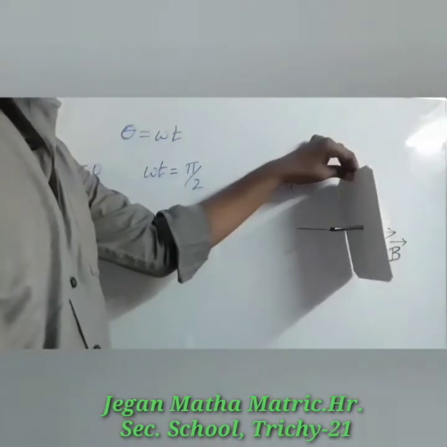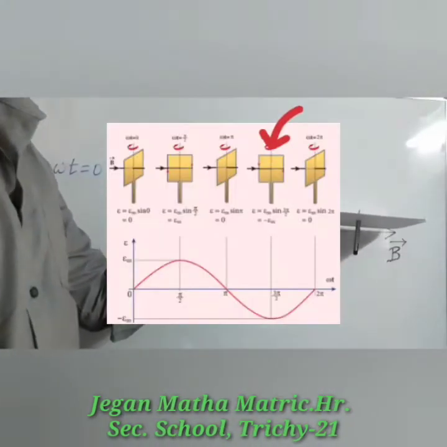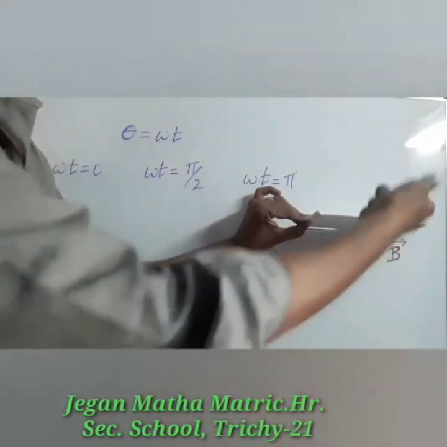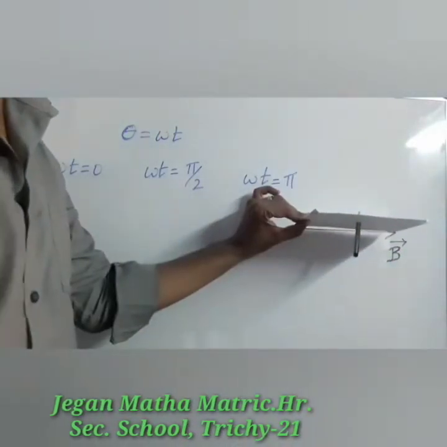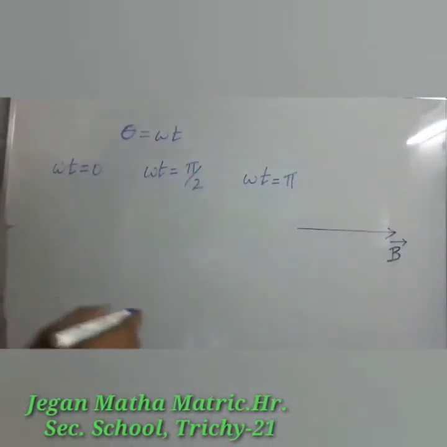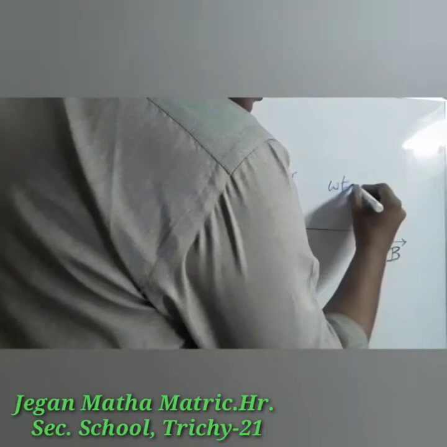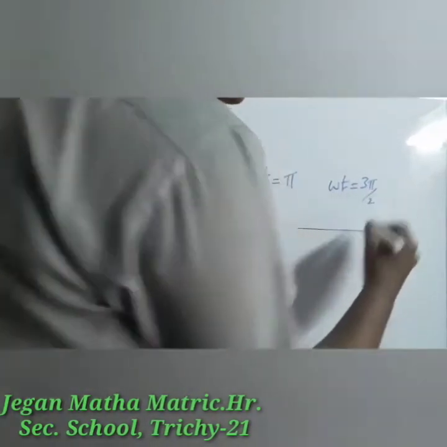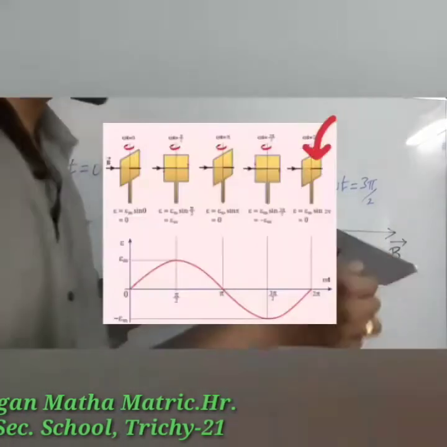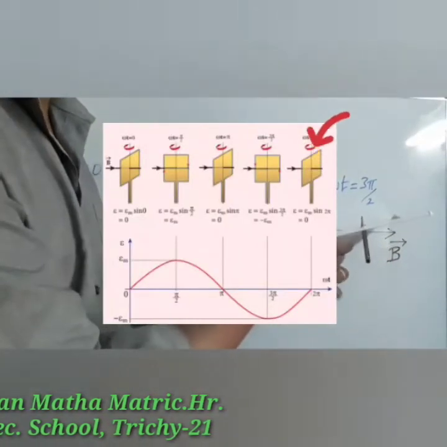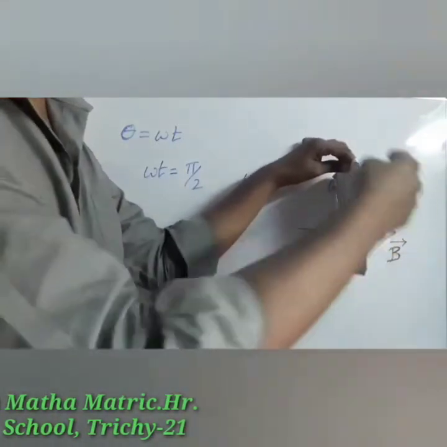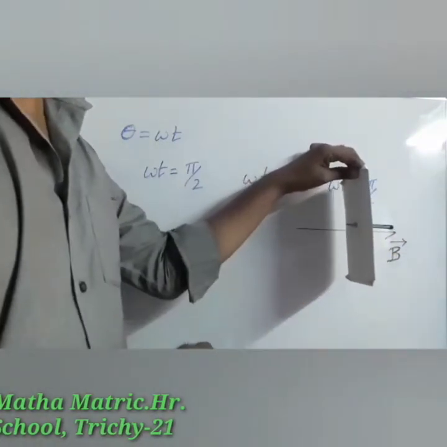In the fourth case, it is moved further. Now what is the angle? 270. The total rotation of the coil is now 270. So 270 can be written as omega t equal to 3 pi by 2. In the fifth case, from this position to this position, that is nothing but the initial position.